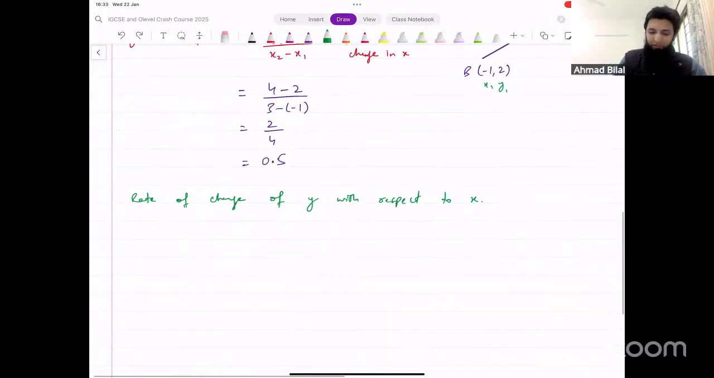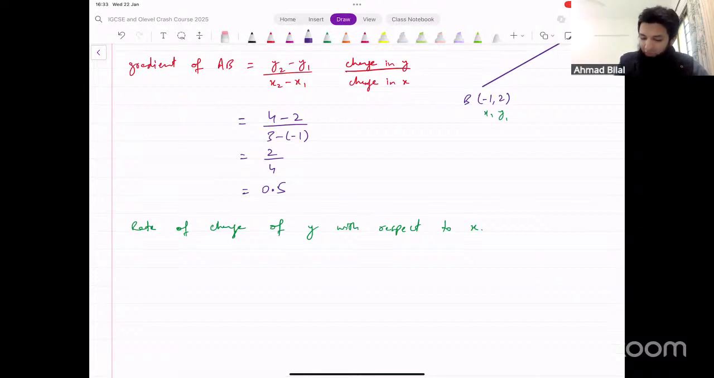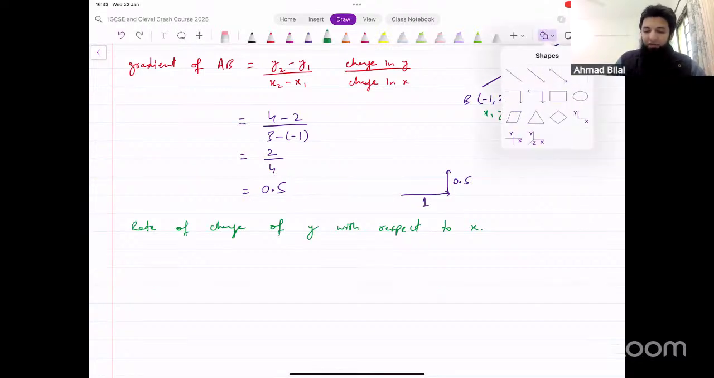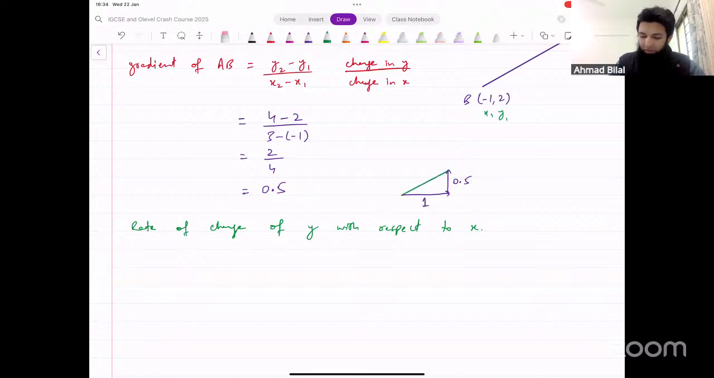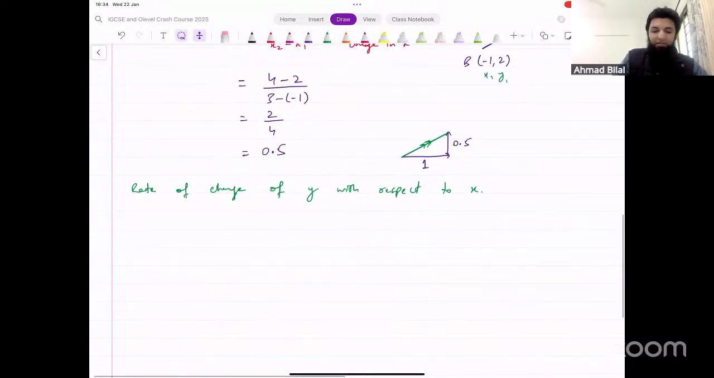Okay, so this 0.5 is telling you if you were to go 1 unit in the x direction, the change in the y direction would be 0.5. That's the interpretation of this number. So this 0.5 is telling you if the x coordinate increases by 1 unit, the y coordinate would increase by 0.5 units. That's what the gradient of this line represents. Okay, that's the interpretation of this.